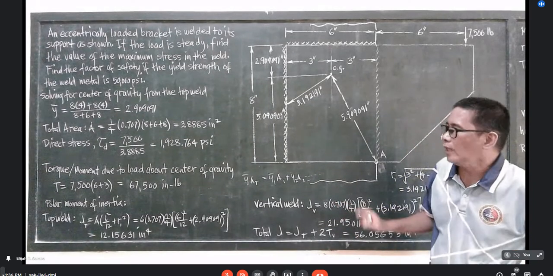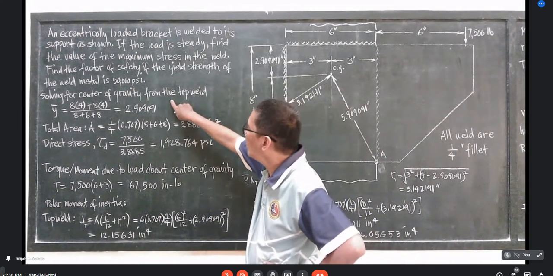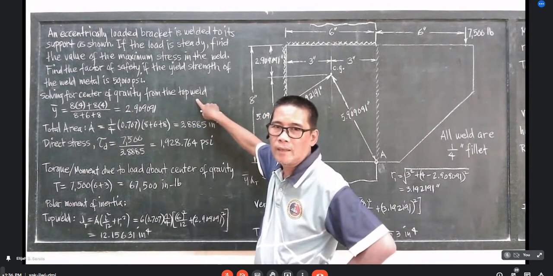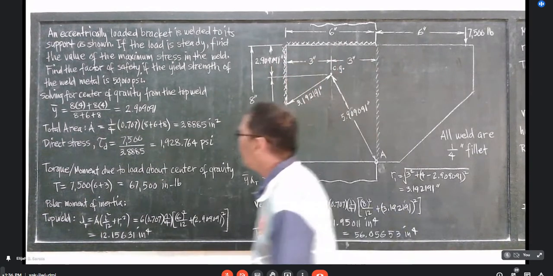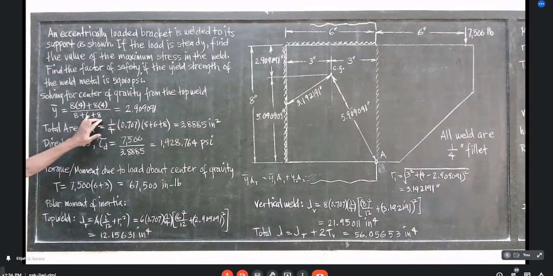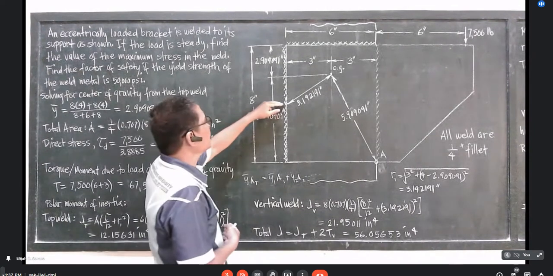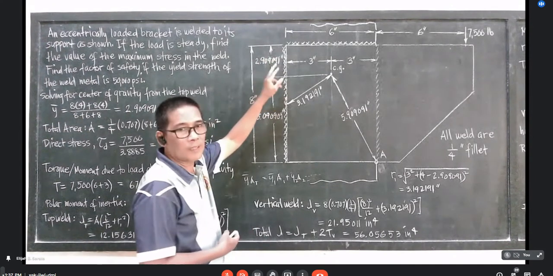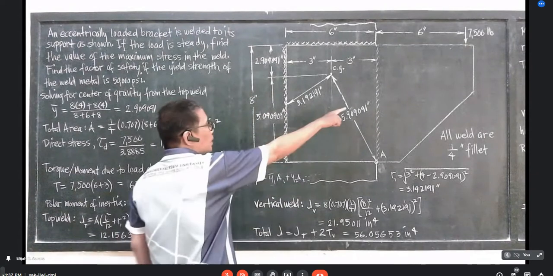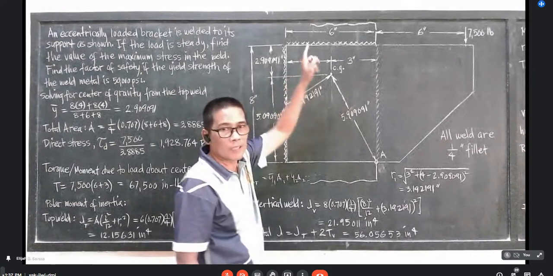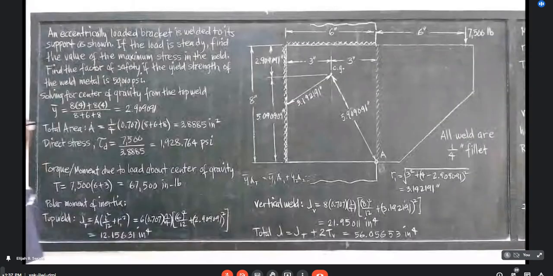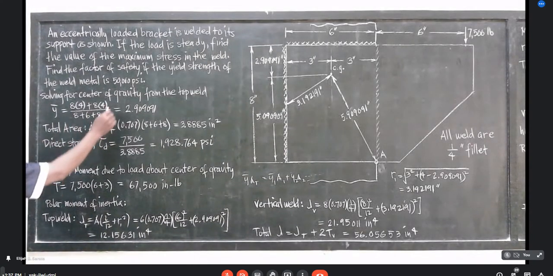So that is why in determining the center of gravity, our reference is on the top weld. We say this is the total area: 8 plus 6 plus 8. But you have cancelled already the 0.707 times 1/4, so the length is what we use. What is its distance? It is the moment arm. For the other one, 0, because it is on the reference. So our center of gravity from the top weld only involves 2.